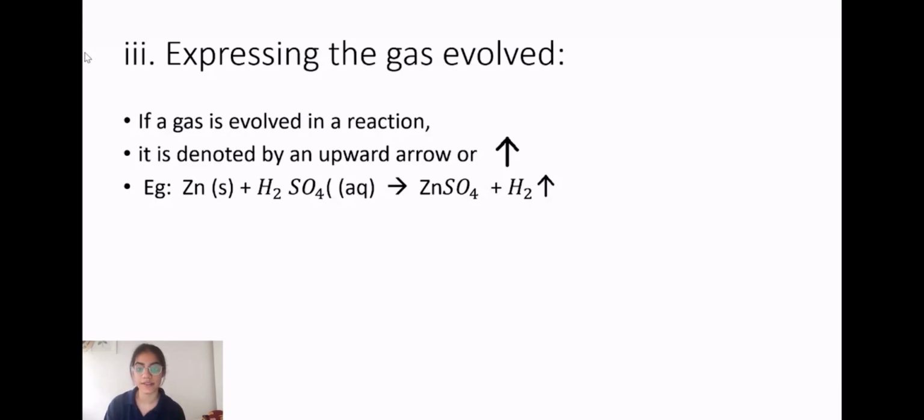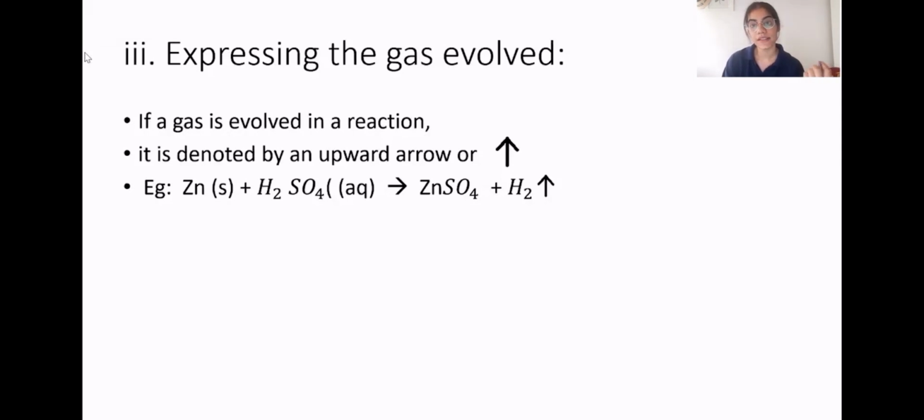H2SO4 is in water, hence it is in aqueous form. It gives us ZnSO4 plus H2, which is hydrogen gas. Now, to represent that this hydrogen gas is evolved, we use an upward arrow right on the right hand side of the gas that is evolved. This completes expressing the gas evolved with the physical state, and whether we have to mention that the reaction is exothermic or endothermic depends on the condition.